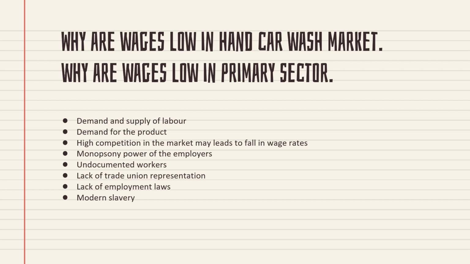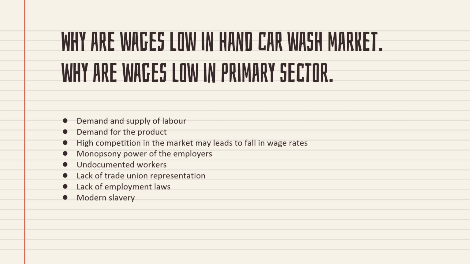Then high competition in the market may lead to a fall in the wage rate. We know that in a perfectly competitive market, products are similar. In that situation, the producer will always try to reduce the cost as much as possible. Then only can they gain maximum profit, because the price is fixed by the market. The producer can't change the prices. So in this situation, the producer will try to reduce the wages as much as possible. So that's why, because of high competition, the producer will force the wages down.